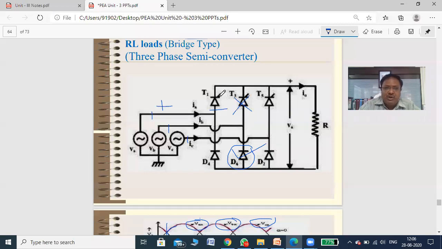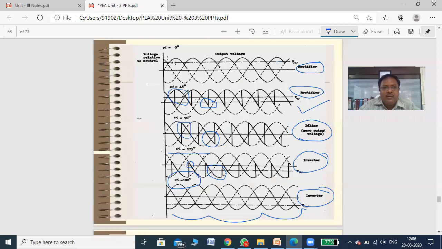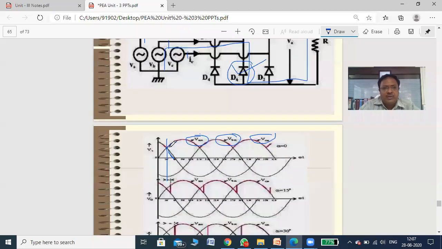So what happens whenever you apply the triggering pulse to the T1, then current starts to flow from phase A, T1, then R, then back through D6, and then back to the source. Okay, so this is the first pulse that you are getting here. This is called the first pulse. If alpha equal to 0, then you will get a wave like this. Or here you can say alpha equal to 0, you will get like this.